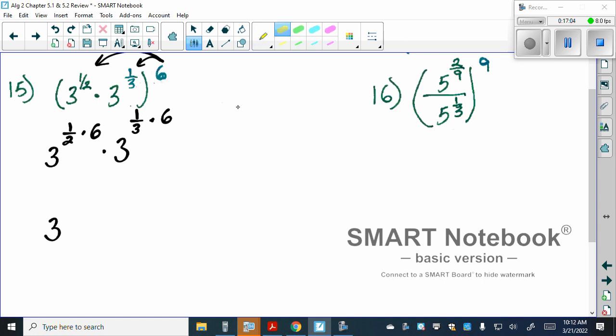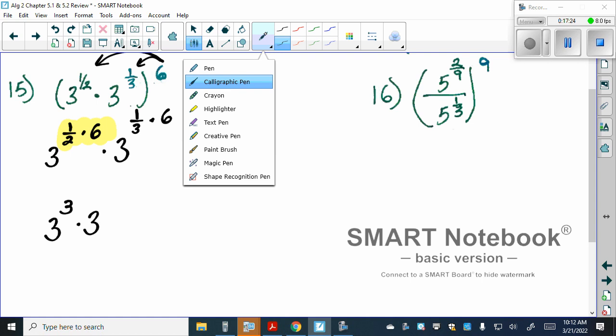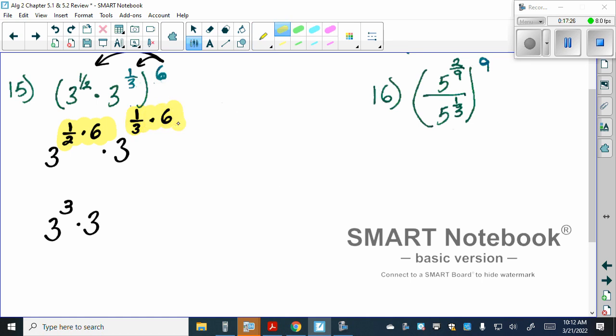So our first one here, 1/2 times 6 is 3. In our other one, we have 1/3 times 6, which is 2. So here it actually worked out using the power of a product. Multiplying that in actually made it easier to work with, because instead of having 2 fractions, we now have 3 and 2.